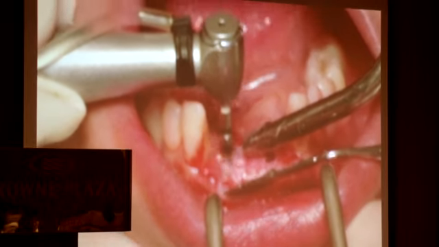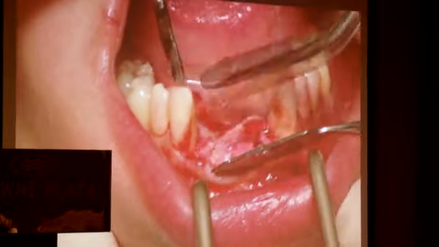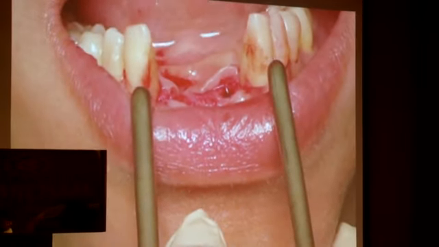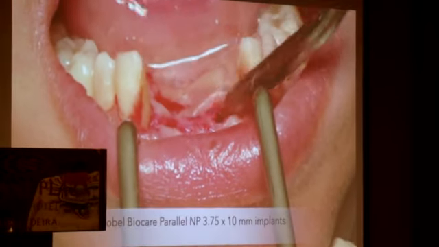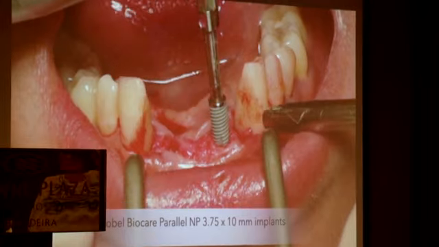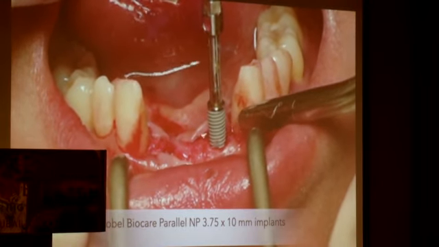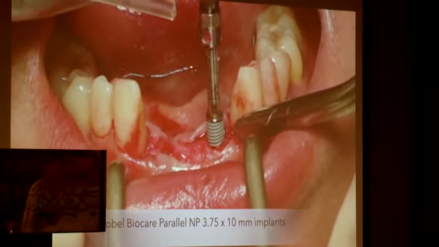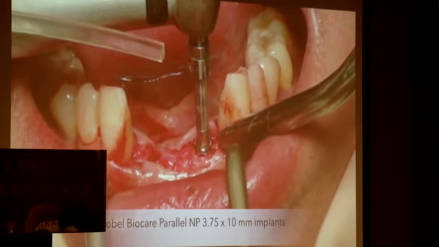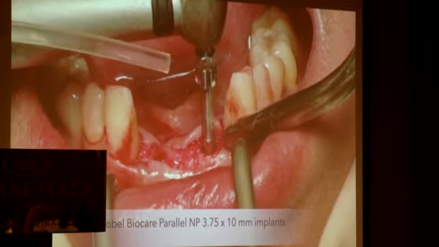So the torque is set at 35 Newton centimeters, and then the placement of your implant in the osteotomy site. Narrow diameter implants. These are Nobel Biocare. Internal connection, conical connection. And torque value.